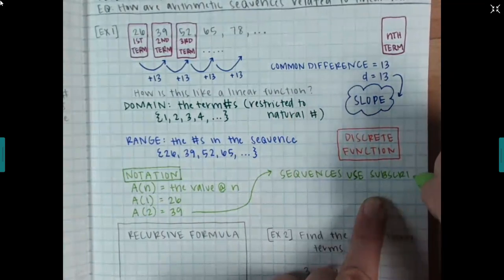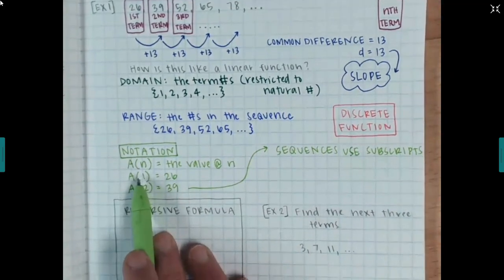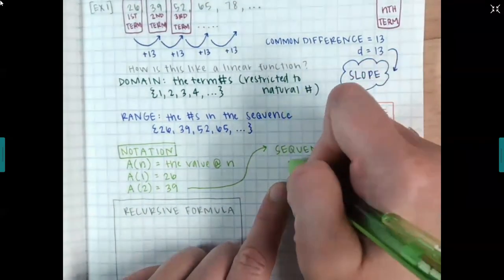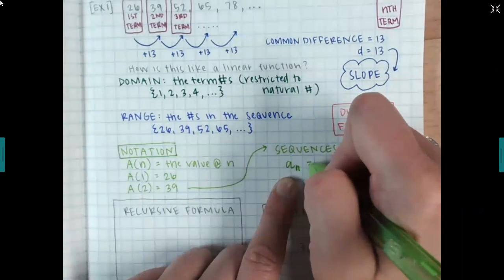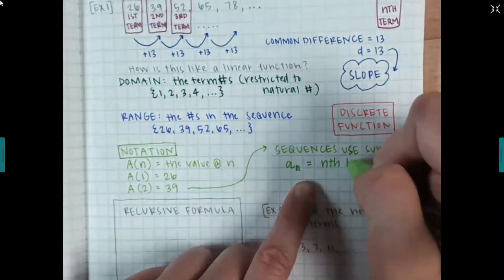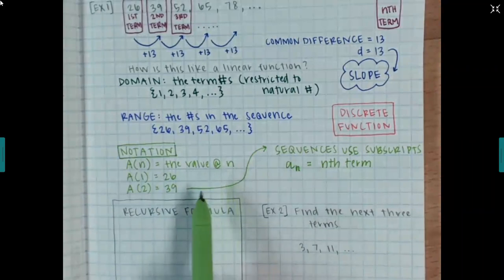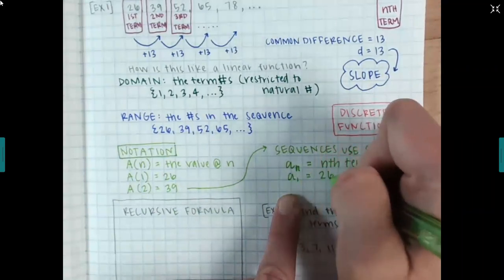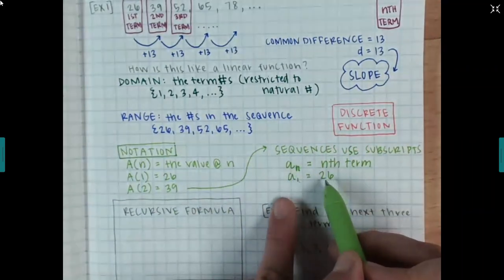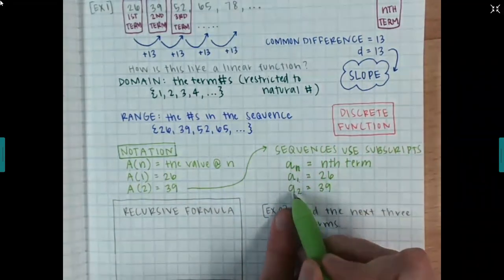Now, that just looks a little bit different in that instead of using the parentheses with this n, we use a and then this teeny tiny n down below, a sub n. So that means the nth term. If I say a sub n, I want to know what is the nth term. Basically, what is the value at n? If I use a sub 1, that's 26. So the first term is 26. A sub 2 is 39 because the second term is 39.